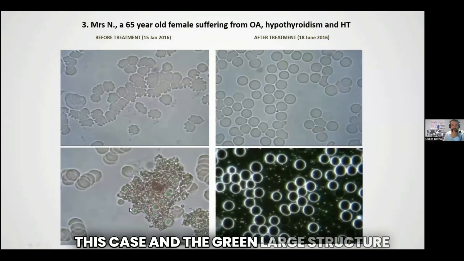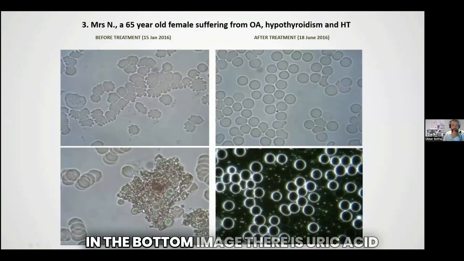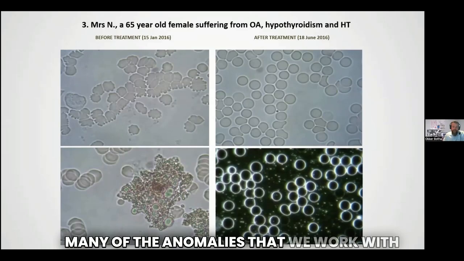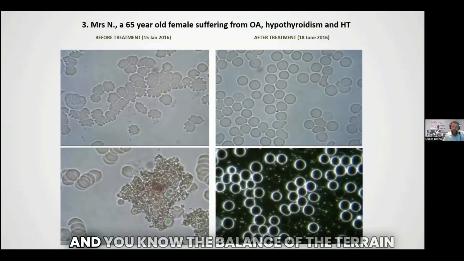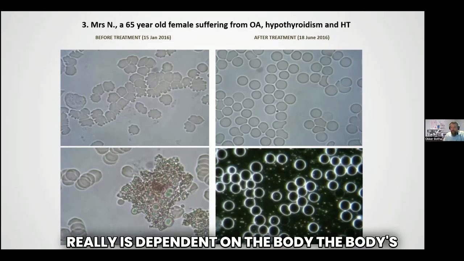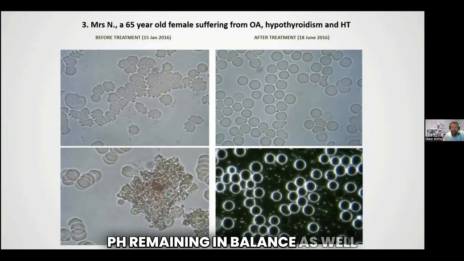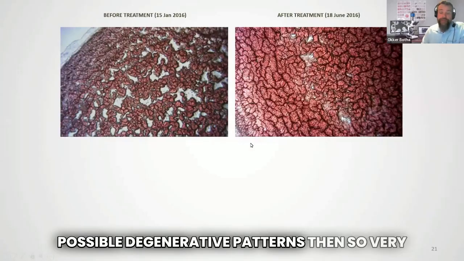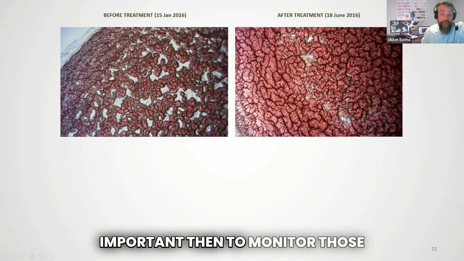And the green large structure in the bottom image there is uric acid. It says uric acid crystal. So pH is very important in live blood analysis and relates to many of the anomalies that we work with. And the balance of the terrain really is dependent on the body's pH remaining in balance as well. So that's also something of great importance in live blood analysis, possible degenerative patterns then. So very important then to monitor those.